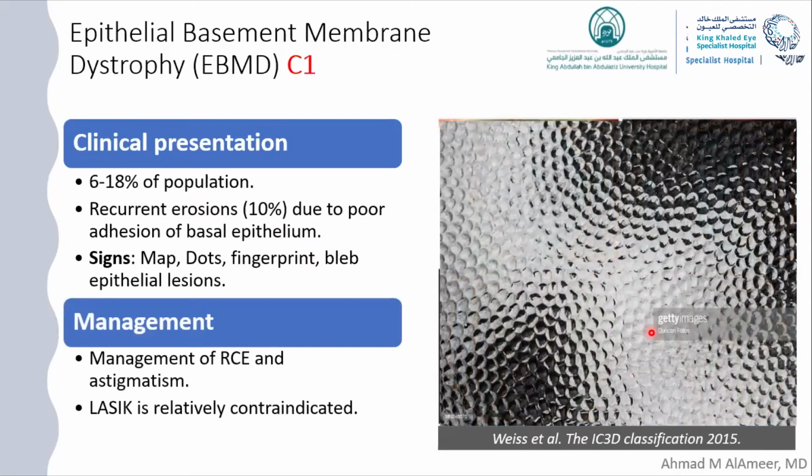For management, you have to manage recurrent epithelial erosion if it occurs, or astigmatism, and LASIK is relatively contraindicated. So if you have a patient with epithelial basement membrane dystrophy asking for refractive surgery, the best option is PRK.